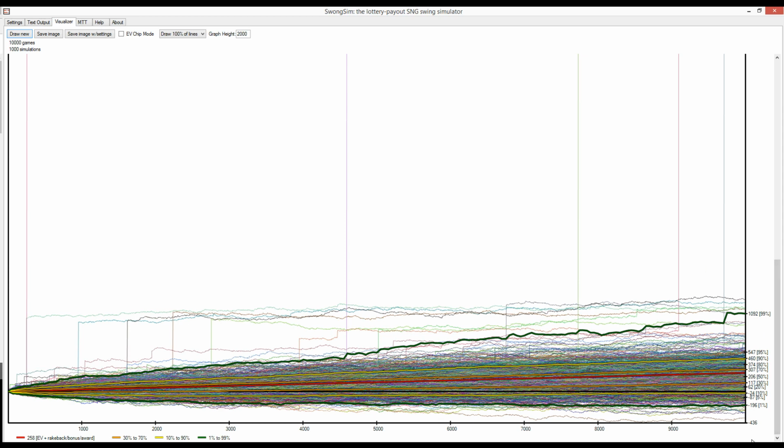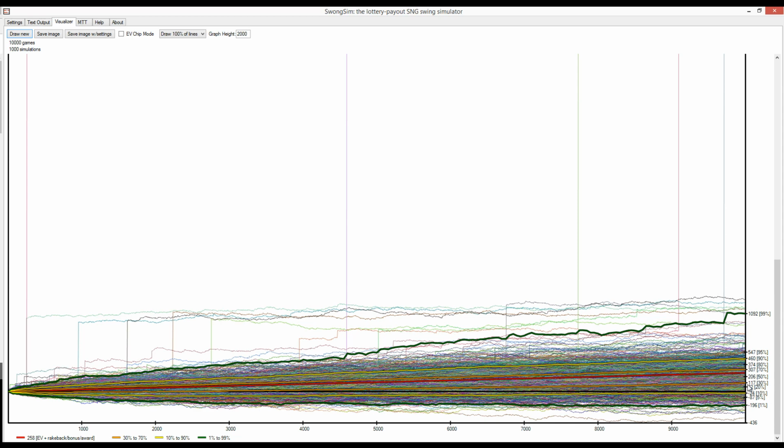So what we can see from this is that, in general, most players, let's say 90% of players, won somewhere between -24 and 460 buy-ins. So that's a really big spread, right? That's close to 500 games.